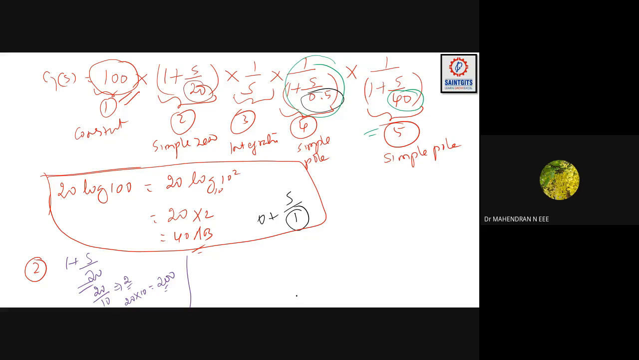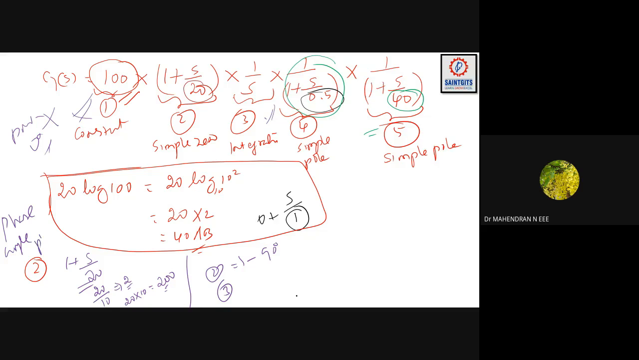Third term, it is an integrator. So if you are talking about your integrator, this will be minus 90 degrees, and a constant will be a 0-degree angle. Here, if it is an integrator, it is minus 90 degrees. Okay, so second term, it's minus 90 degrees, and third term, phase angle.